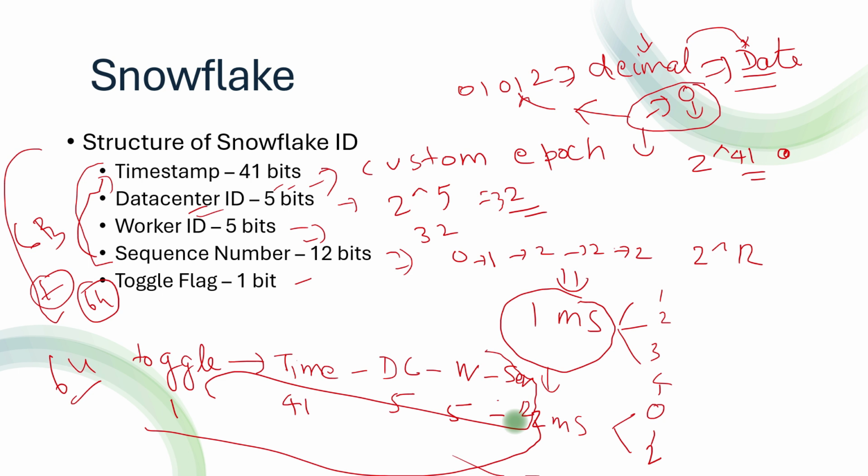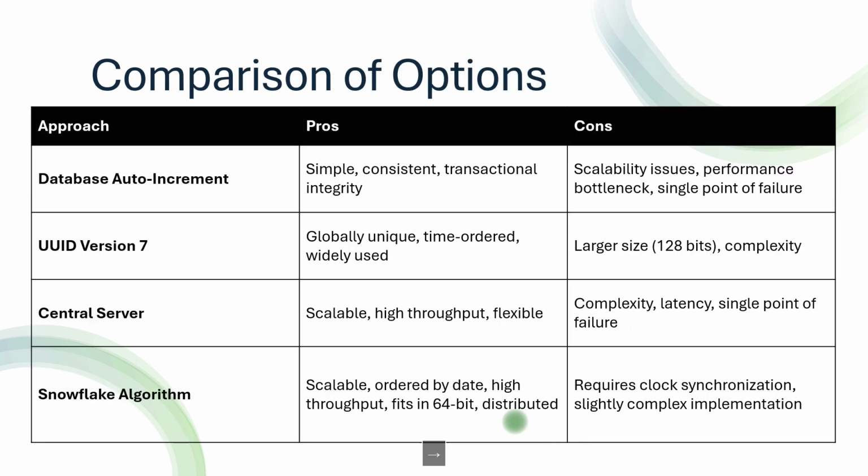So these are the steps, and these are the different options that we have discussed so far. So let's conclude this video with a comparison of each of the options available out there. Database auto increment, pros: it is simple, consistent, and transactional integrity is there. Drawbacks: scalability issues, a performance bottleneck, and a single point of failure. Also, the ID is not globally unique.